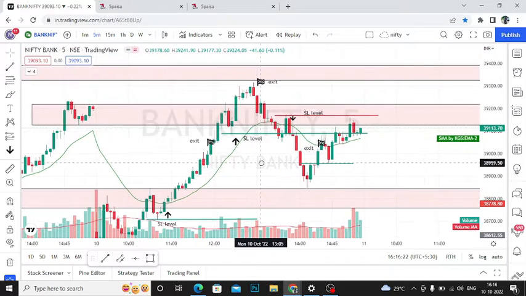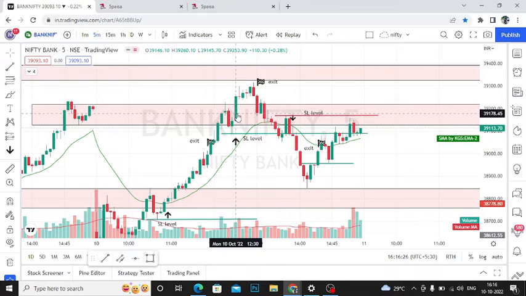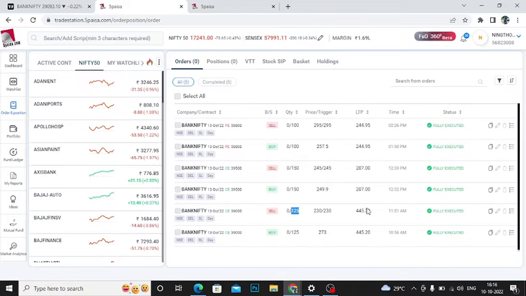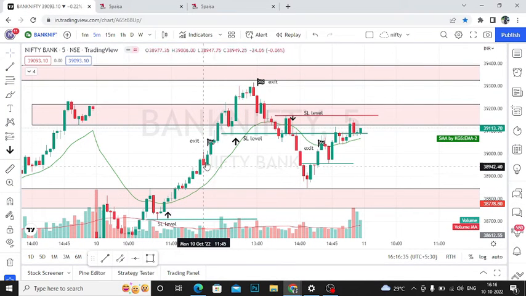Next, my second entry was taken in this particular candle at around 12:32 pm. What is the logic behind this trade is that after this sharp rally from around 38,800 to 39,198, this is the first obvious pullback.